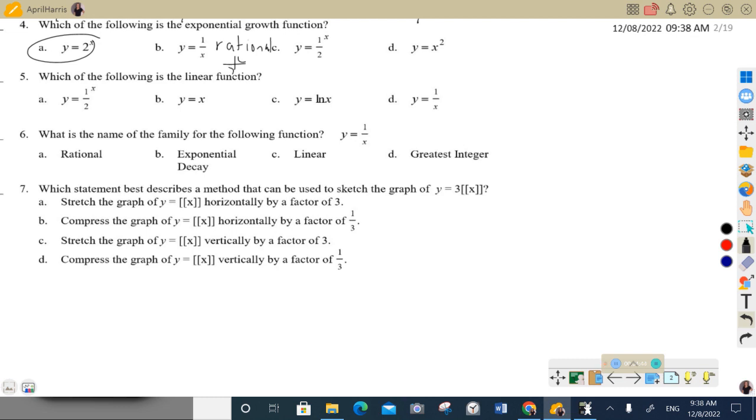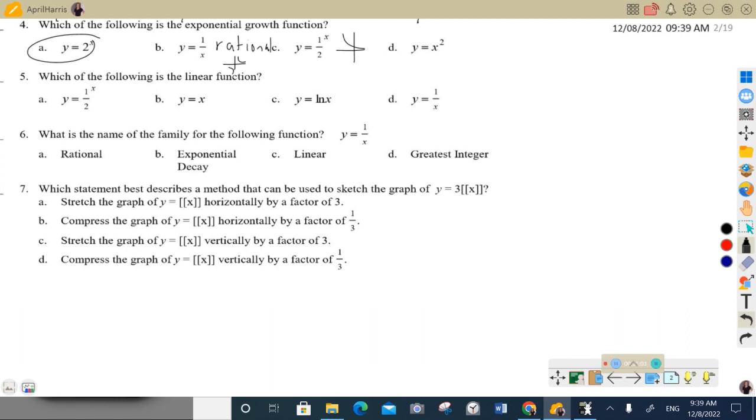Remember, you can always graph it on your calculator, y equals. What is C's name? Exponential decay, which means it would be going downhill, like most of my jokes. All right, and then the last one's quadratic, which is x squared.